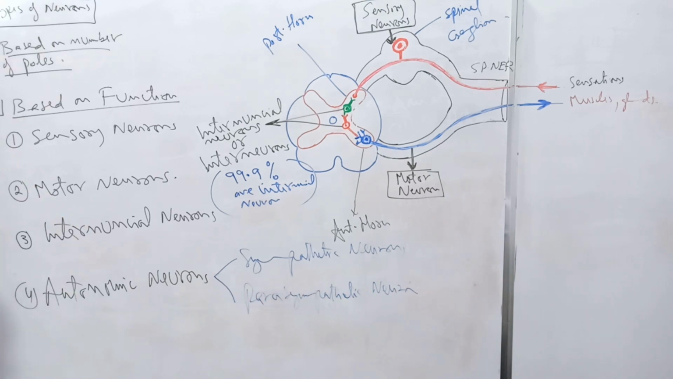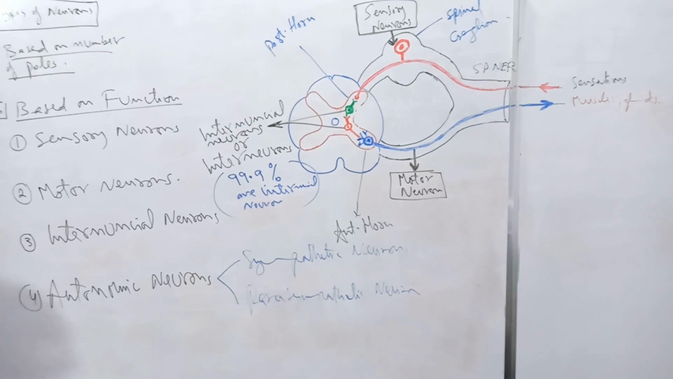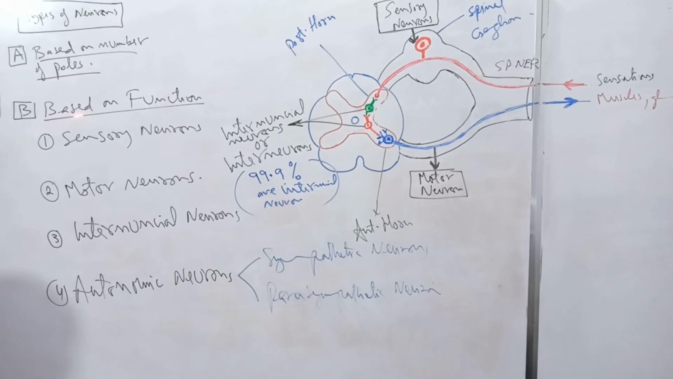So, based on number of poles, we classify the neurons into various types. Based on function or physiology, we divided the neurons in these types. Now, third, based on length of the axon.